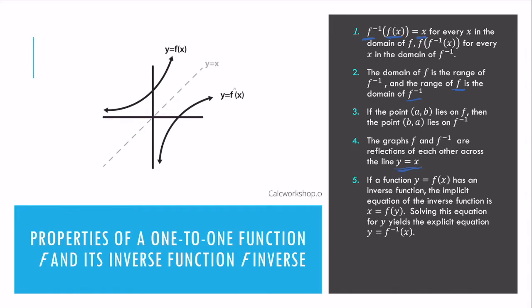That's this line right here. And if a function y equals f of x has an inverse function, the explicit equation of our inverse function can be found by switching x and y and then solving for y. That will give you your inverse function. These are all things that we know and should be a little bit of a refresher.